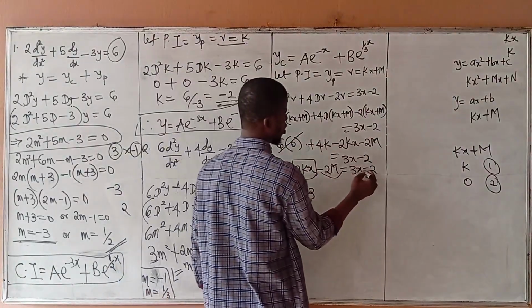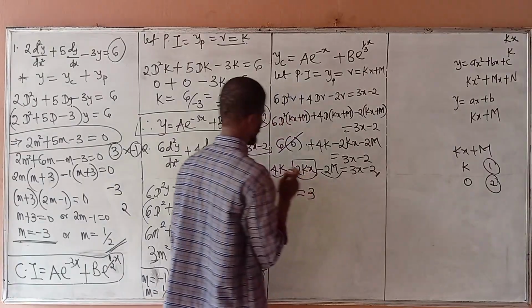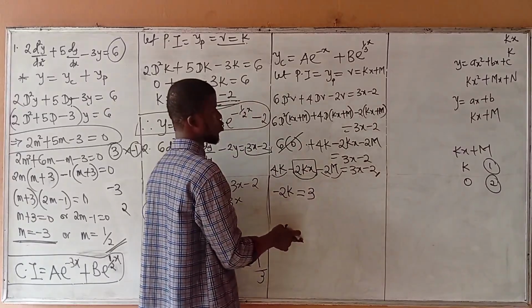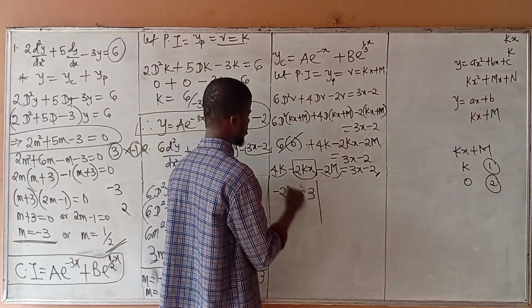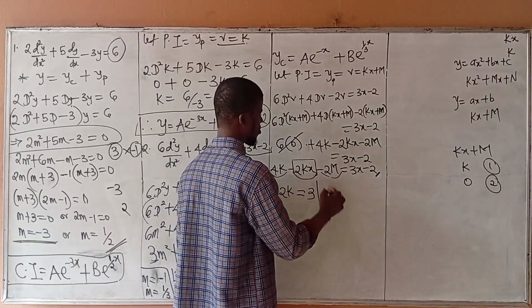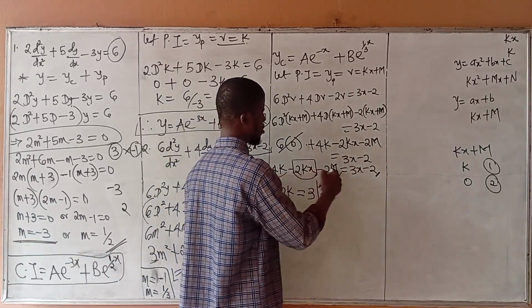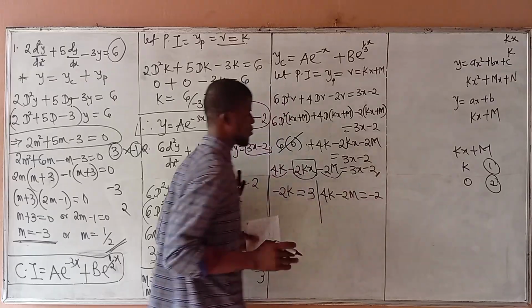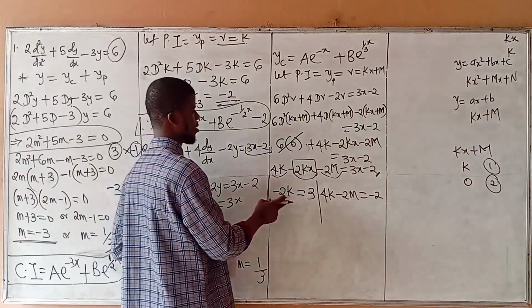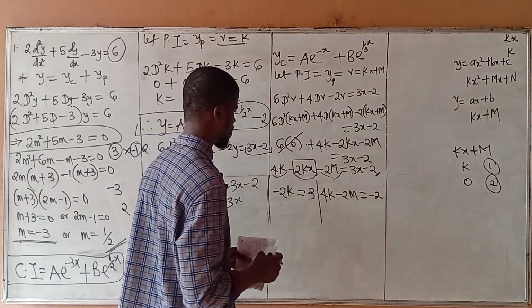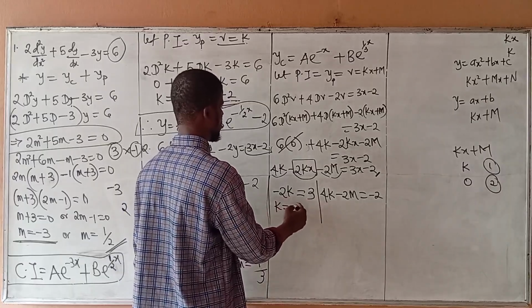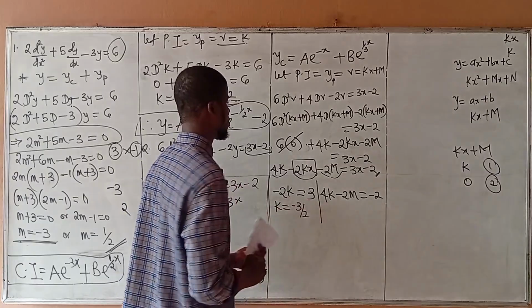Minus 2 is a constant. 4k is a constant. If I equate, I'm going to get 4k, which is a constant, minus the other constant is equal to the constant. Simple. From here, k will be equal to minus 3 over 2, right?